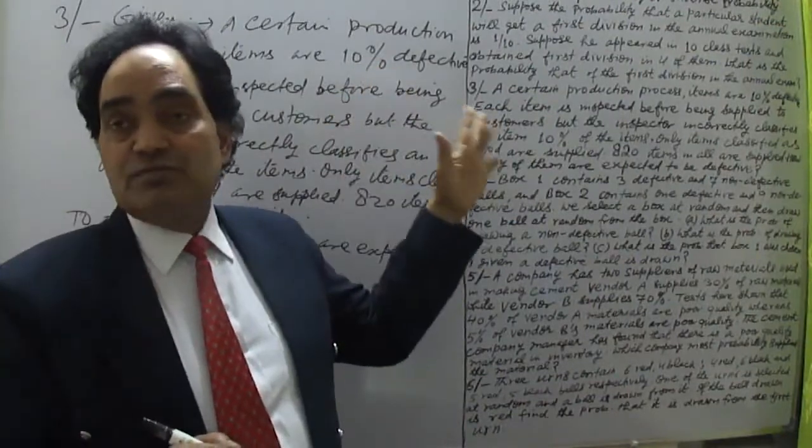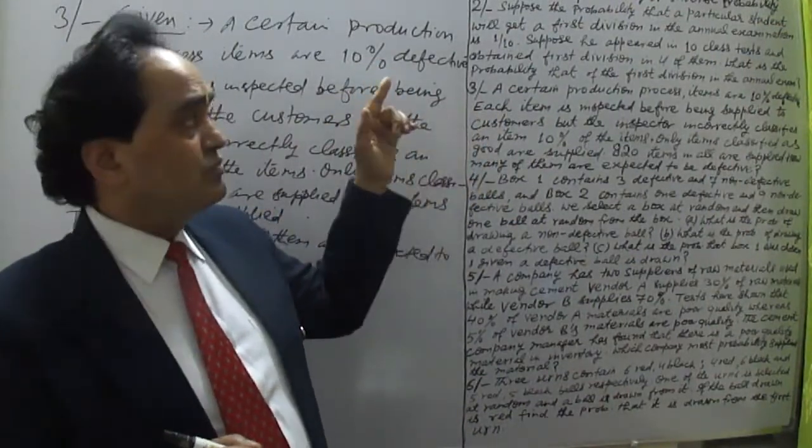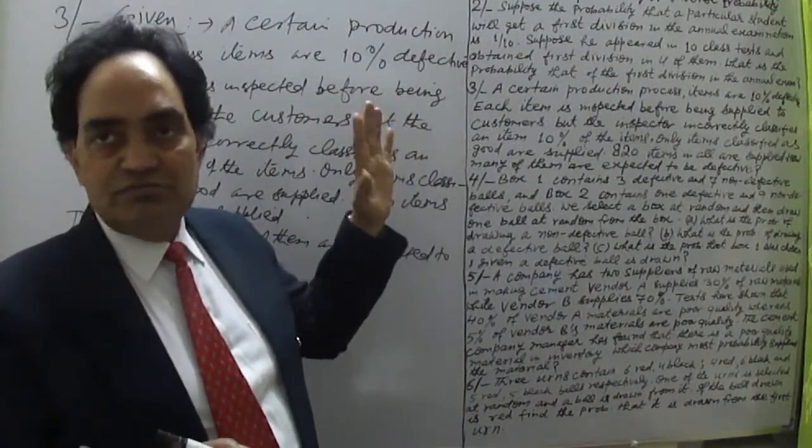What is the posterior probability? Why is this known as posterior probability? Why is this known as inverse probability? Why is this known as revised probability? All that I have described in detail.